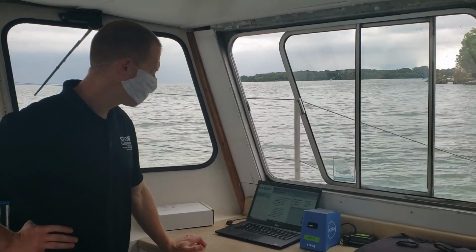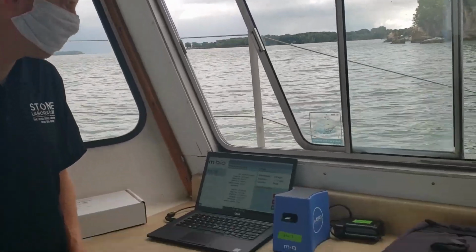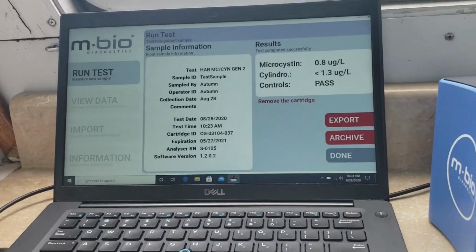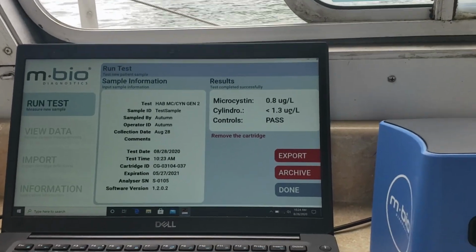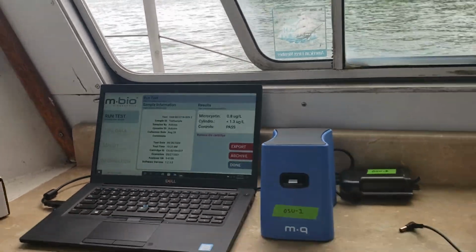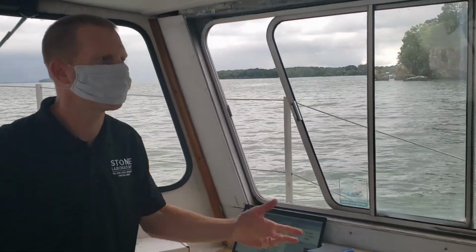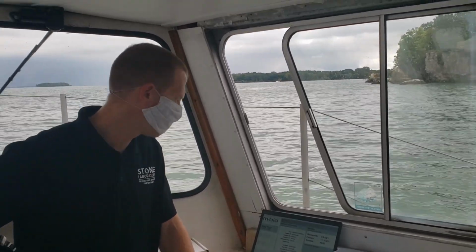The test is finished. The microcystin concentration was 0.8 micrograms per liter. That's pretty typical for this time in Lake Erie in the Western Basin in late August. We've seen much higher. The swimming advisory is 6 micrograms per liter. So the water here is still perfectly fine to swim in, fine to fish.